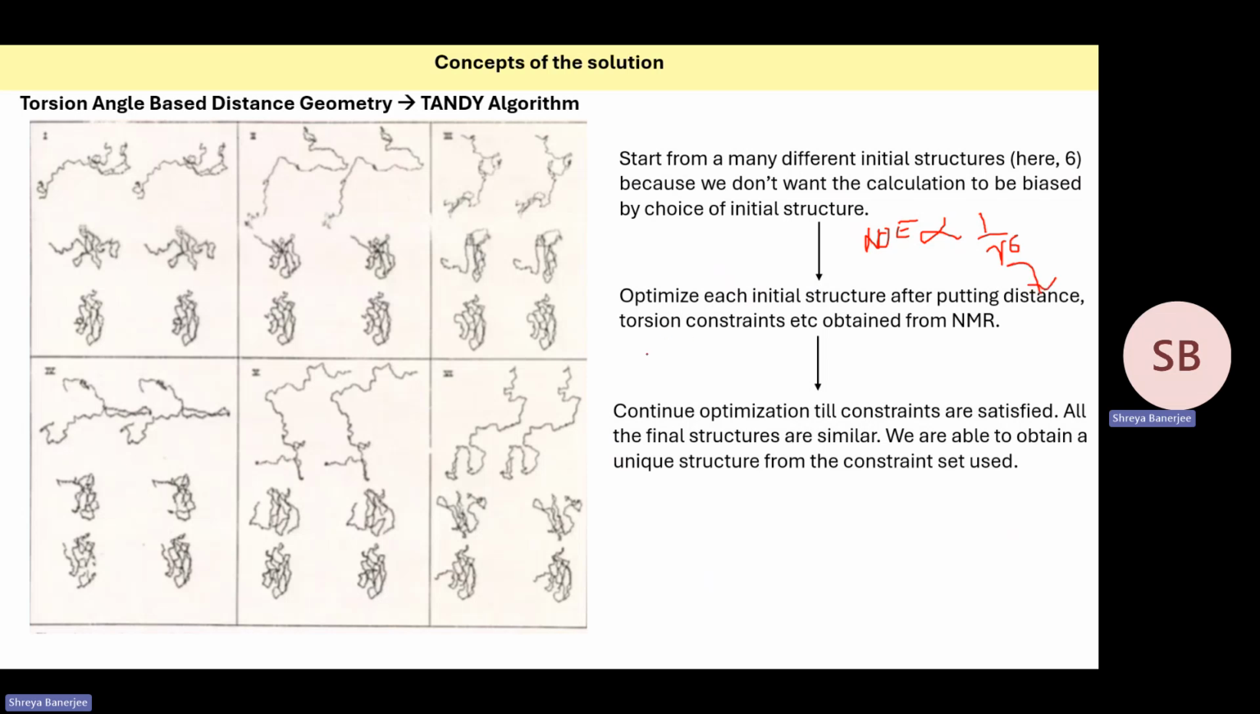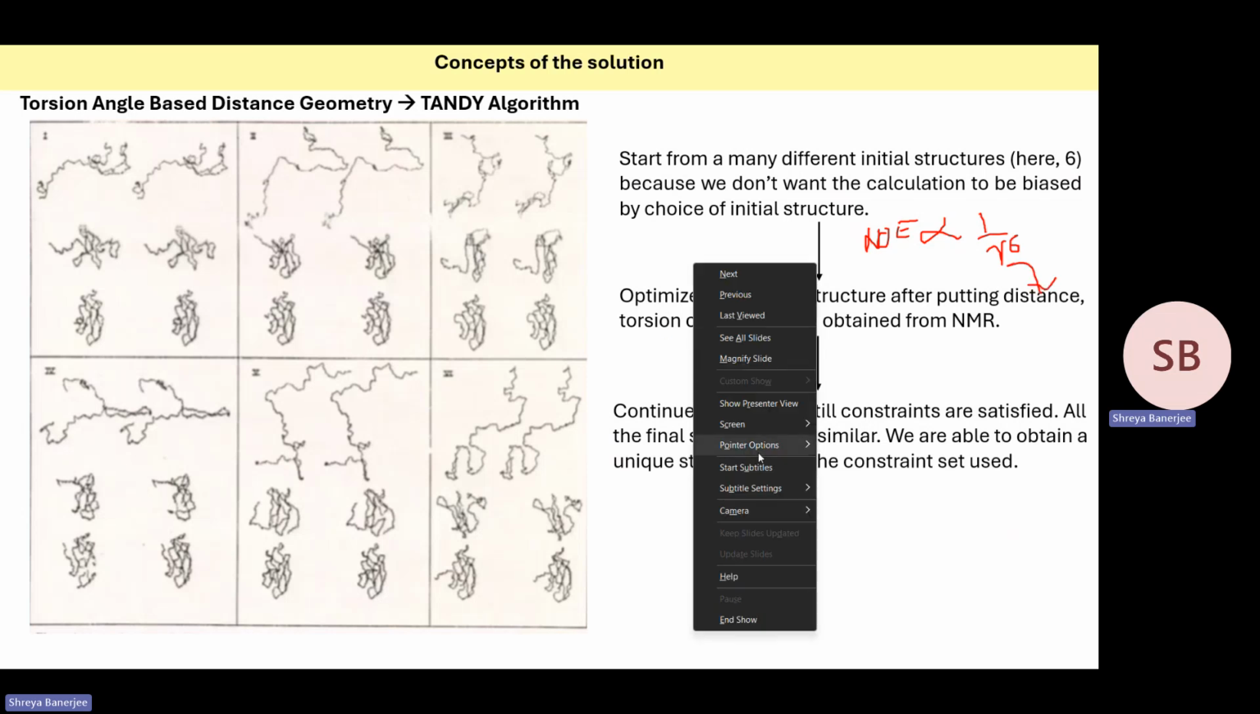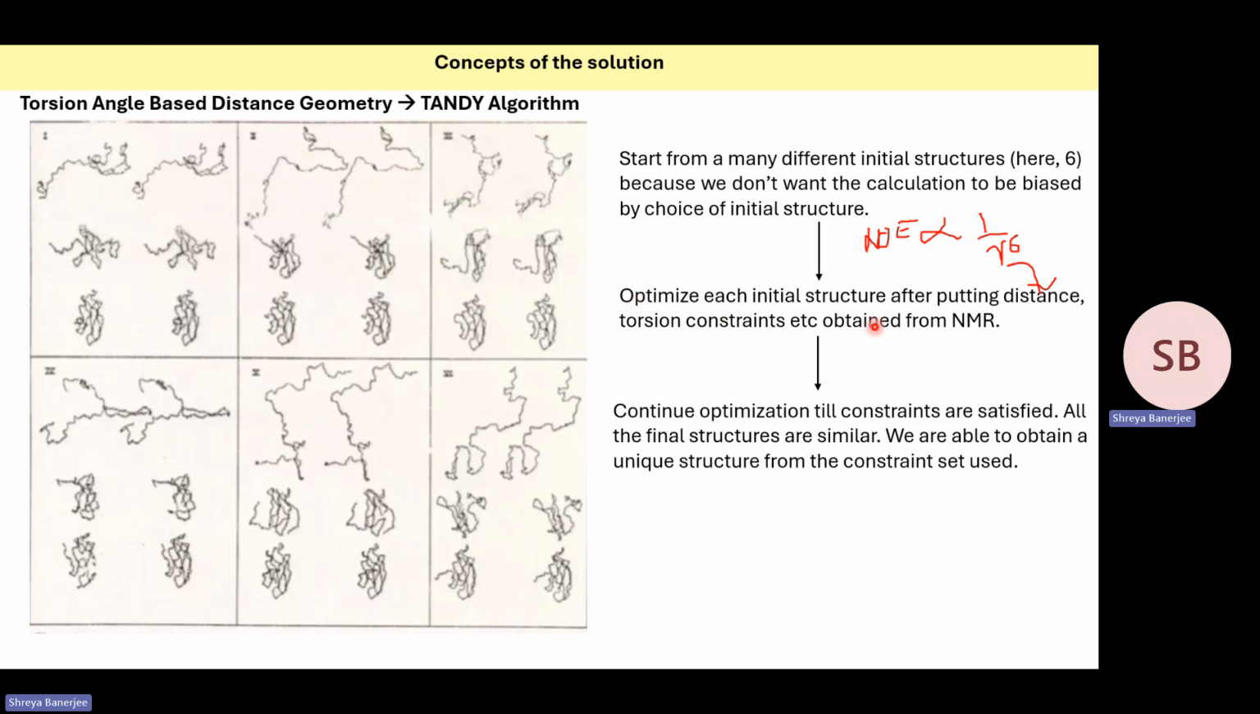We can get torsion constraints from the Karplus equation and so on. So we will put all these constraints and then optimize each initial structure, and we will continue the optimization till all the constraints are satisfied. If all the final structures are the same, that is, we get a unique structure no matter what we start with, then we will know that our constraints are correct.